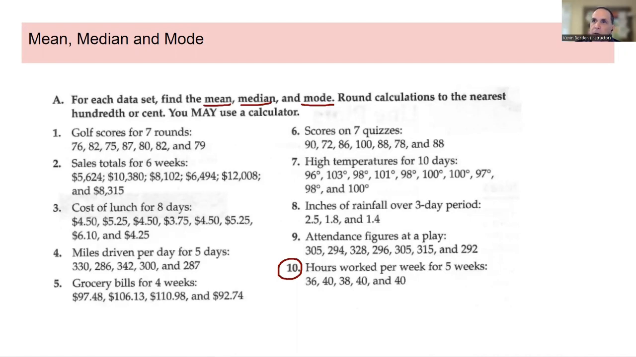All right, let's work this one out. So we have 5 numbers here. Let's add those numbers up and find our mean. 36 plus 40 plus 38 plus 40 plus 40 again. I get 194 and I divide by 5. And I get 38.8 as the mean.